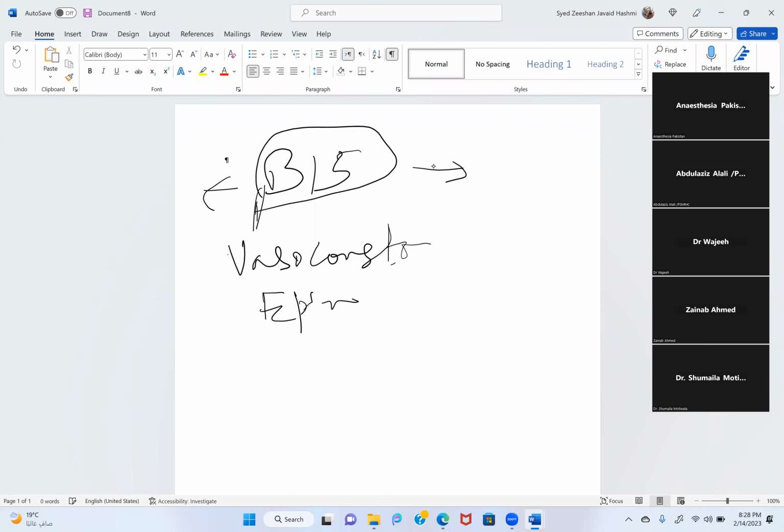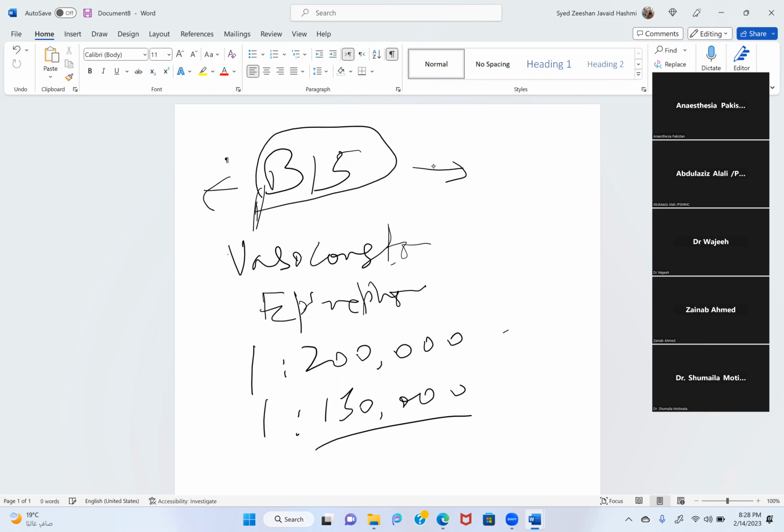I don't remember whether I discussed this yesterday or not. Usually the preparation which is available is either 1 in 200,000 or 1 in 150,000, depending on the different preparations. So this is around 5 microgram per ml.